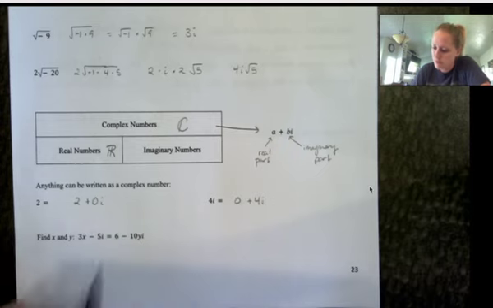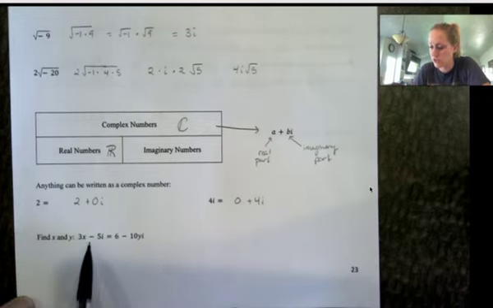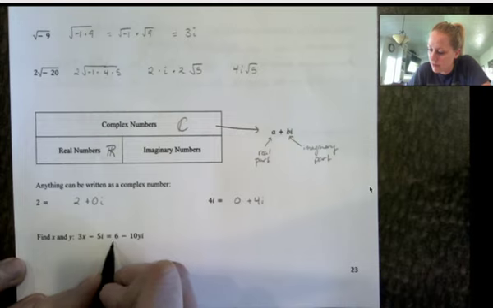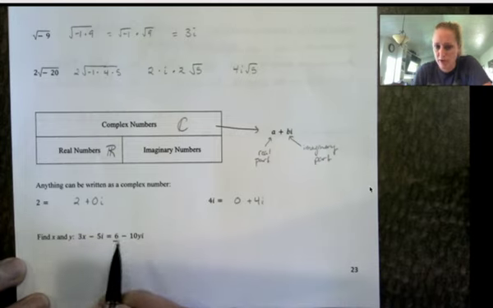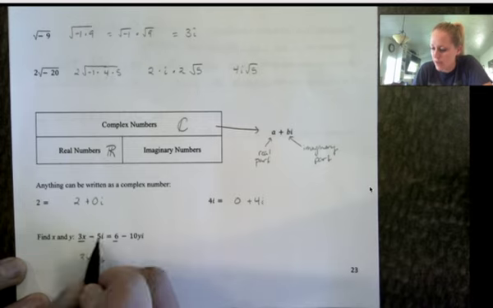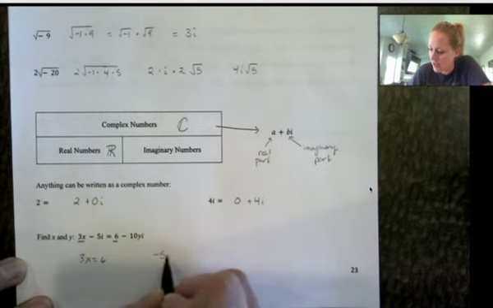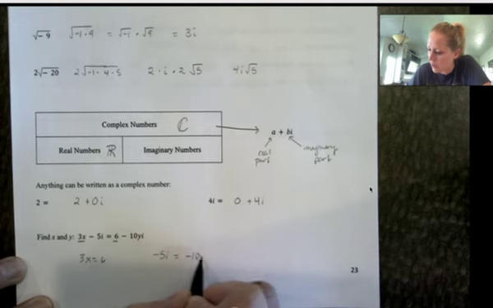So this is kind of getting me to realize that the a can only go with the real component, and the i has to be with the b, the complex, or the imaginary component. So if this is the real, I know it's real because there's no i involved. So 3x has to equal 6, and then the parts with i's have to be equal to each other. So the -5i must equal the -10yi.